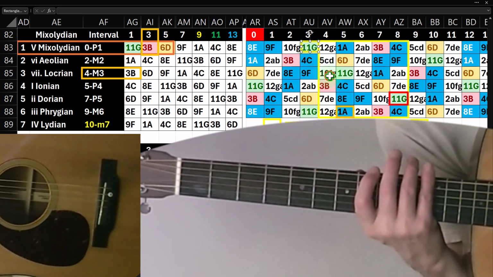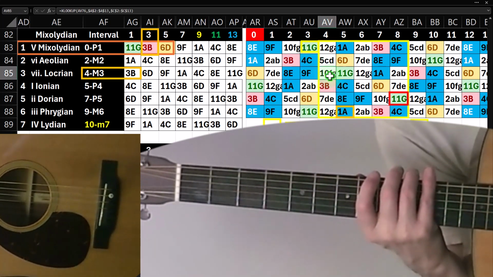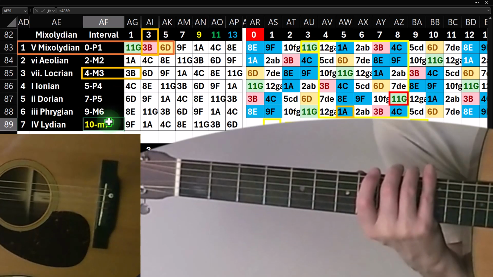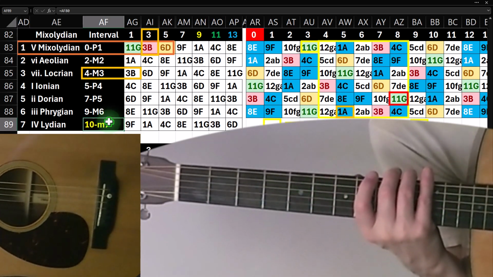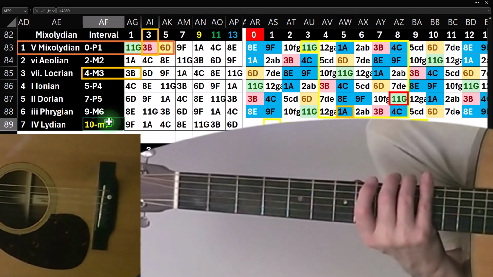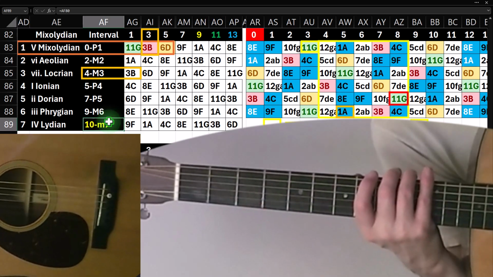So now this note already has a flat 7 in it. So basically, we can think of it from that perspective. There are pros and cons to doing it either way. I just want to point that out.